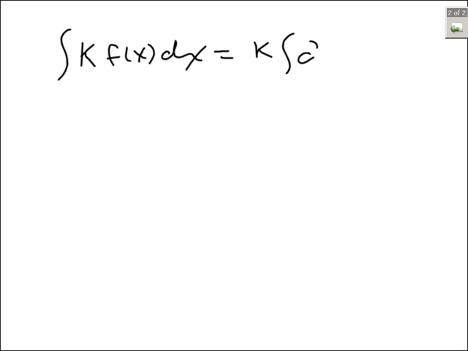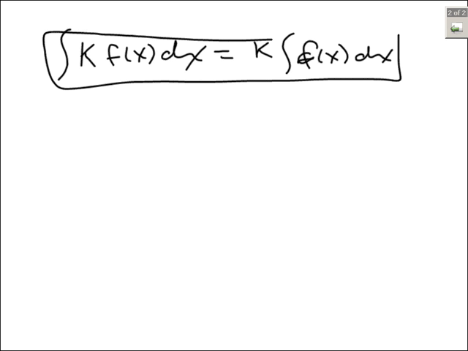Another rule I want to tell you is, if you have a constant times some function, the antiderivative of that, just like derivatives, the constant can come out in front of the antiderivative. That is, just take the antiderivative of f of x, multiply it by k.